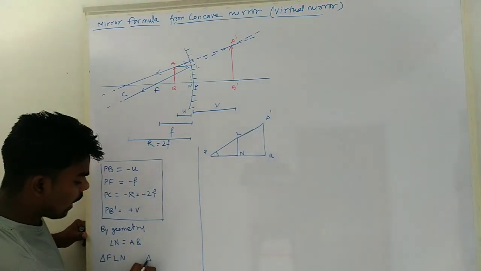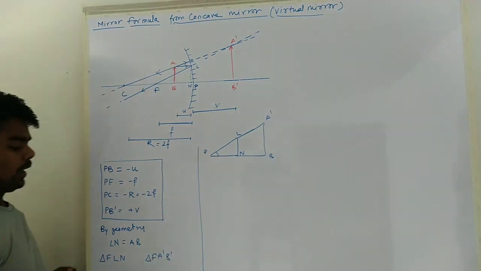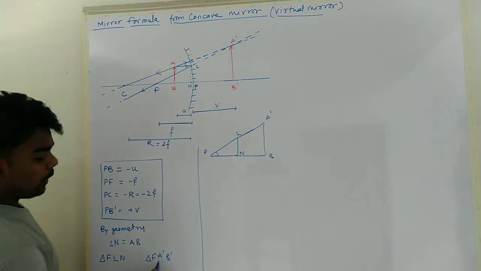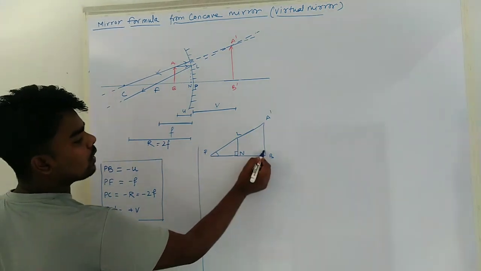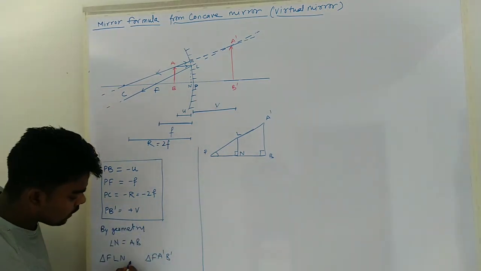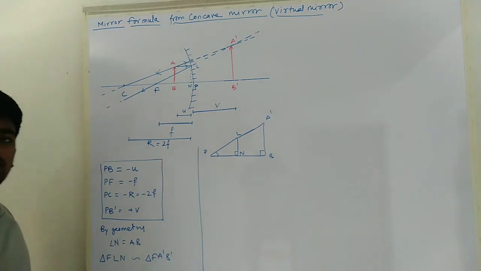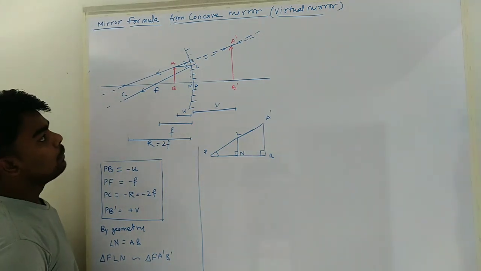Second triangle we are taking is FA'B'. So here what is happening? This angle is common in both, and this is also making how much angle? 90 degrees, both angles. So by AA similarity you can say both the triangles are similar to each other: FLN and FA'B'.